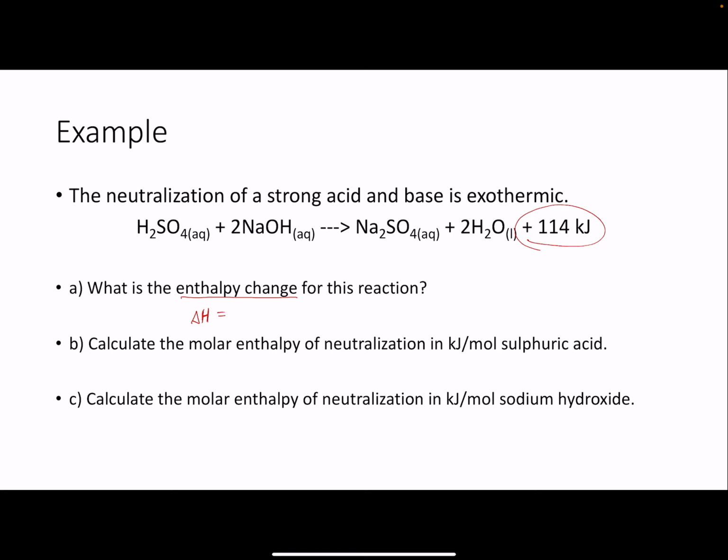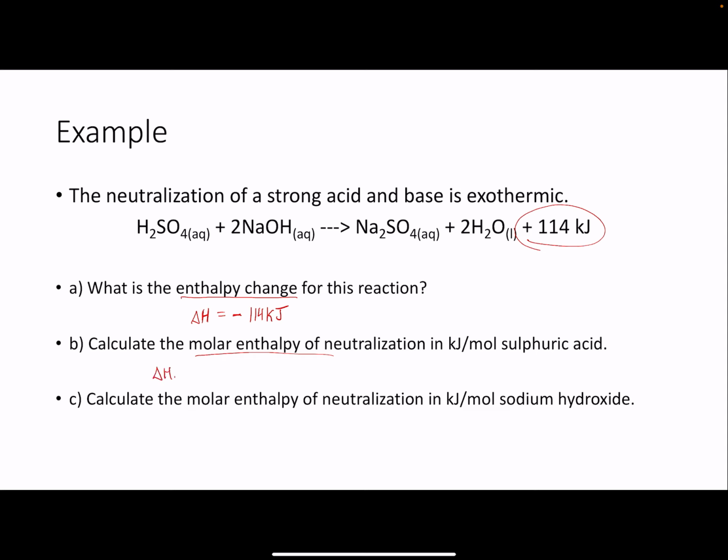Now it's on the product side, which means energy is being released, so it should have a negative value, negative 114 kilojoules, right? And that's our answer. It's not kilojoules per mole, just enthalpy change. So now if we look at this, okay, calculate the molar enthalpy of neutralization.